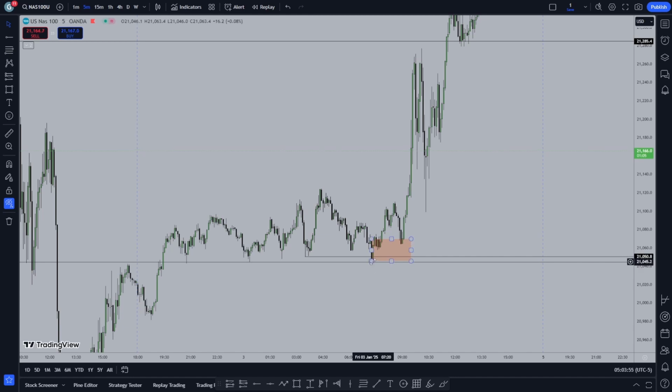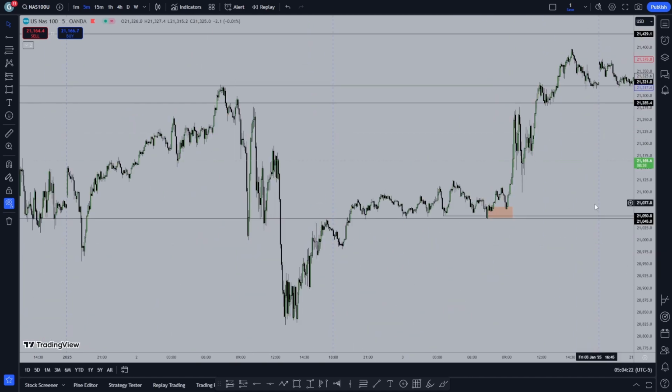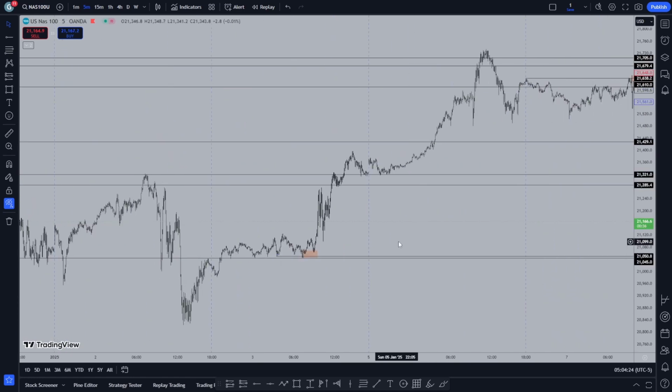You could have placed your buy limit right over here, or you could have waited for the confirmation which this scenario gave beautifully. It went up, created a market structure shift, and then it came back to this candle right over here, and you can enter over here, okay? And you can target these highs. There are lots of examples, okay?